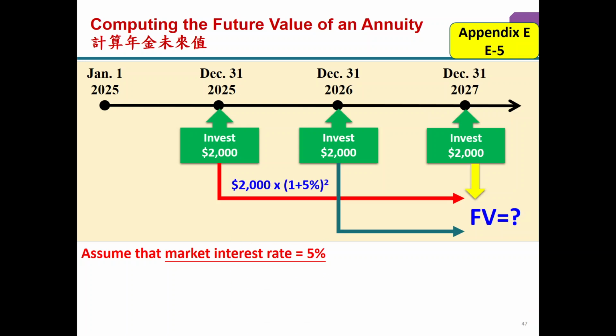Market interest rate 5%. So for the first one, how many times? 1, 2 times. For the second one, how many times? Only one time, so you times 1 plus 5%. For the last one, how many times? The same day, right? So $2,000 is the $2,000, okay?